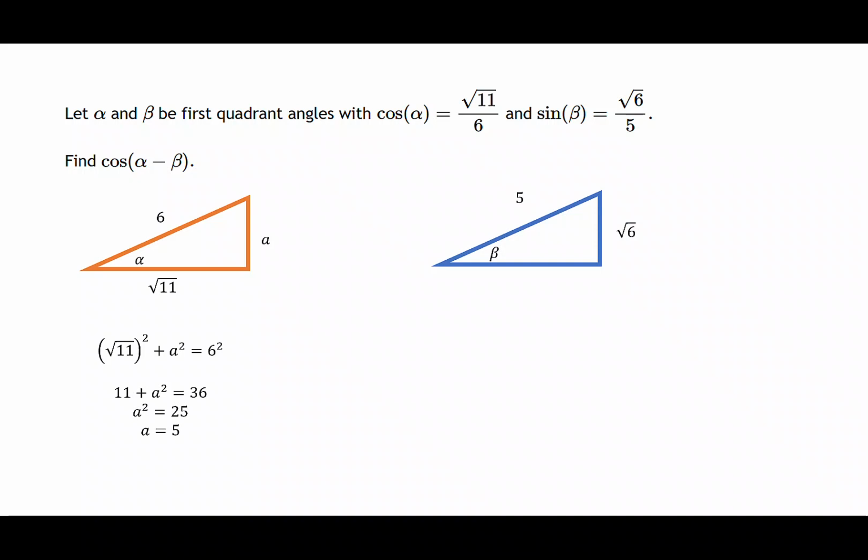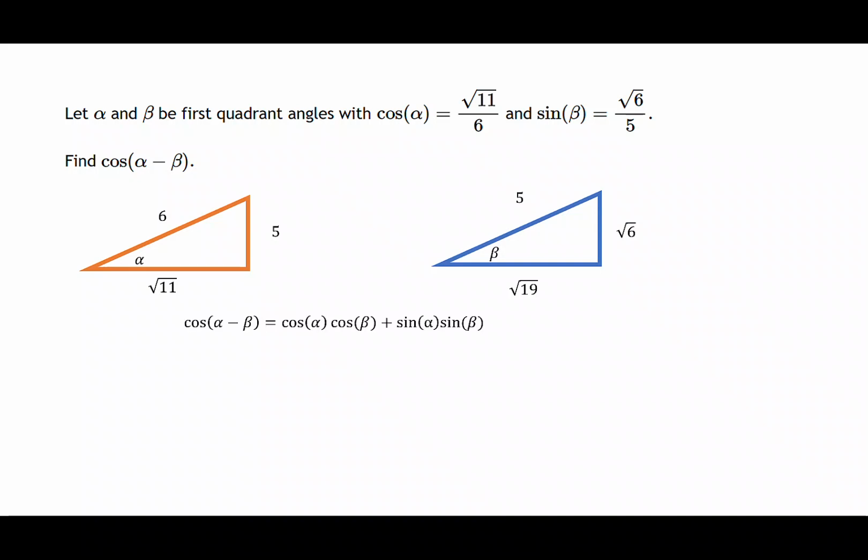To find the adjacent side for the angle beta, we'll start by calling the adjacent side b. Then we have that b squared plus the square root of 6 squared is 5 squared. This says b squared plus 6 is 25. B squared is 19, which says b is the square root of 19. Let's put those two values on our triangle. From here, we're ready to find cosine of alpha minus beta.